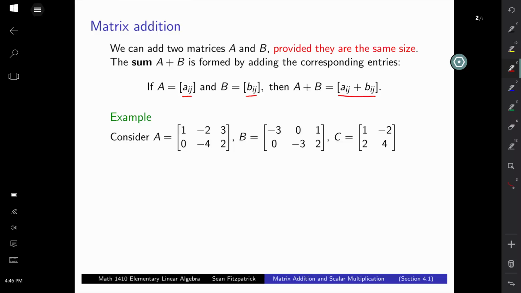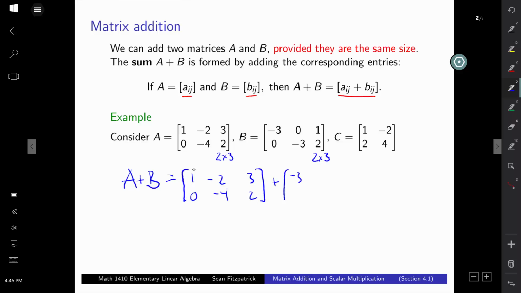So what does that mean in practice? Well, it means if I wanted to do, say, A plus B, I check, okay, what's the size of A? It's got 2 rows, 3 columns. A is a 2 by 3 matrix. B is a 2 by 3 matrix. They're both the same size, so I can add them. So A is 1, minus 2, 3, 0, minus 4, 2, and B is minus 3, 0, 1, 0, minus 3, 2.